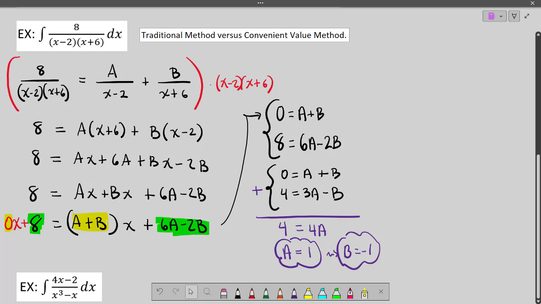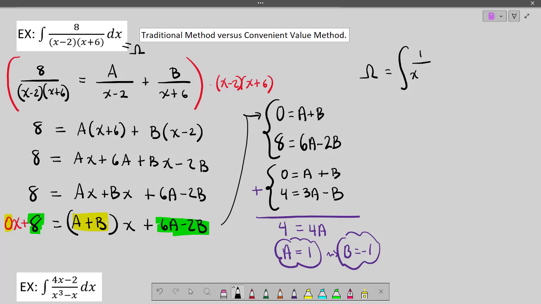So now we have the following. Let's, again, call this integral something just so I don't have to rewrite it again. We'll just call it omega. So our original integral can now be rewritten as the integral of a over x minus 2 plus b over x plus 6. So the original integral can be redone like that.